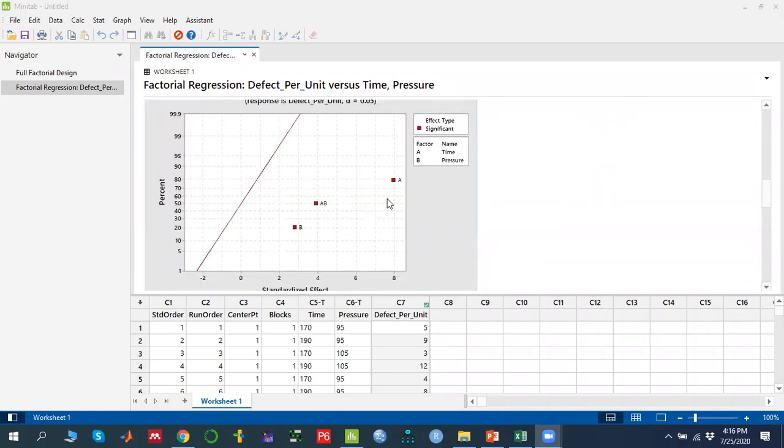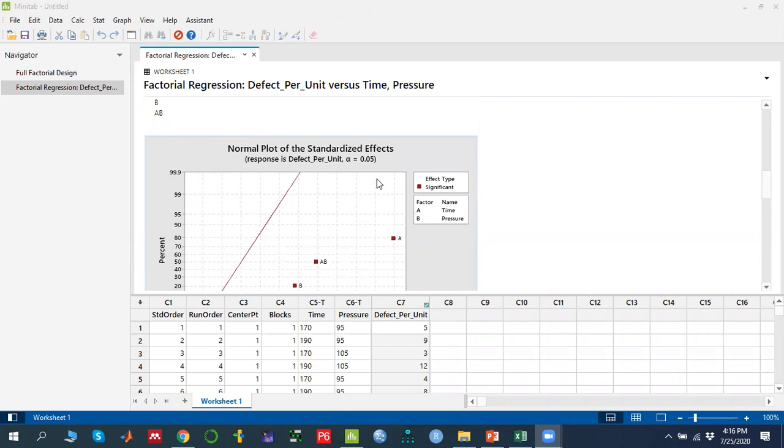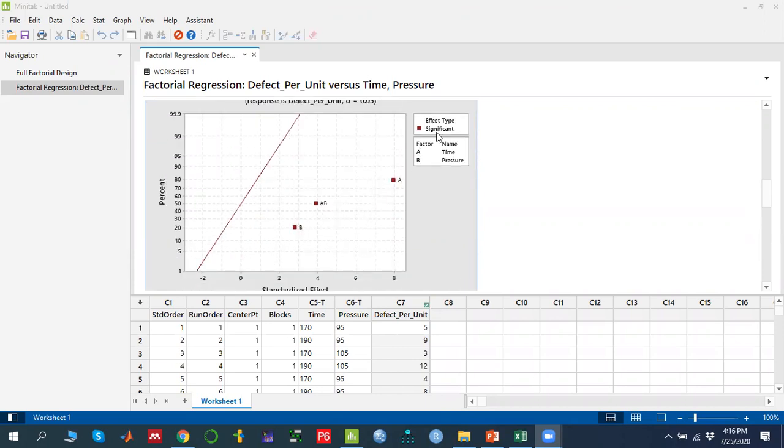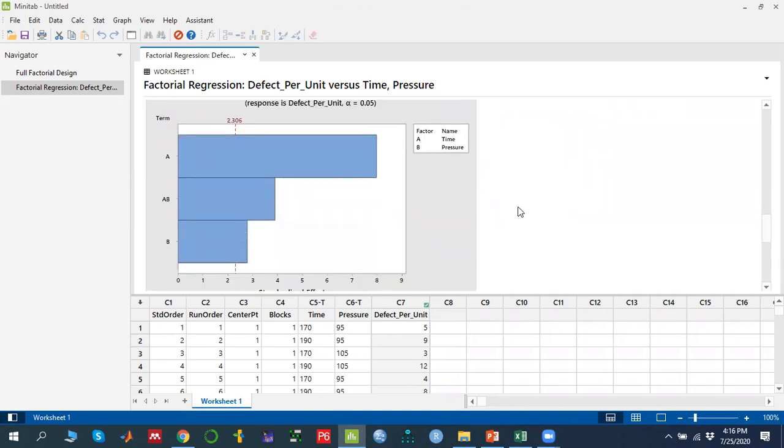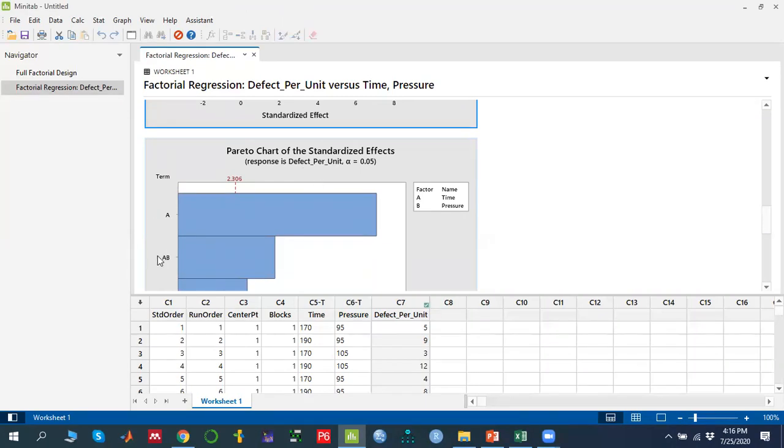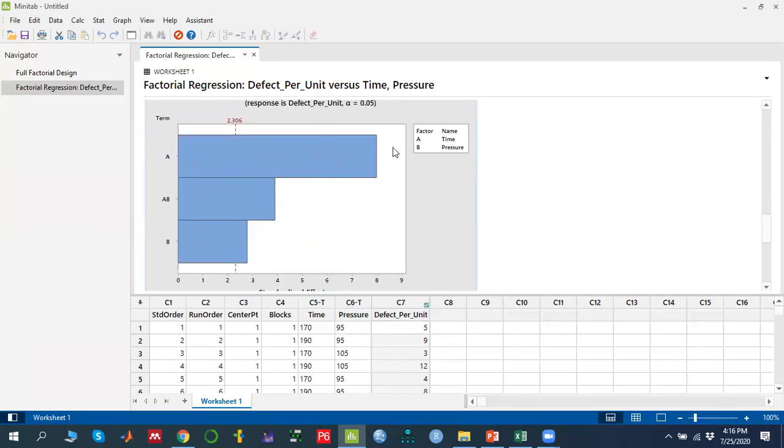Okay, similarly, we will get some plots, the normal probability plot. Here we will see different types of symbols. The maroon color indicates that all the factors with the maroon color are significant. So factor A is significant, B is also significant, as well as the interaction. Similarly, we can see from the Pareto chart that AB as well as B are significantly affecting. Here we can also see that the most significant factor is A, then AB, and then B. So it is also prioritizing, but all three factors are affecting the defect per unit.